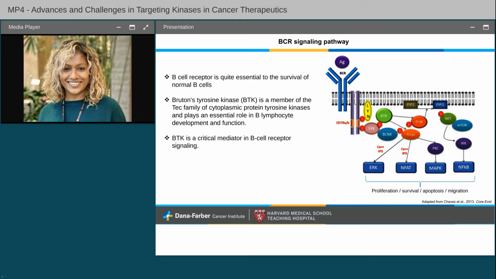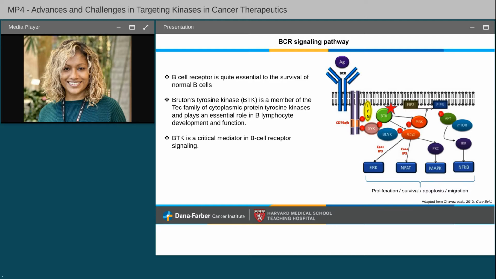The BCR signaling pathway. The B cell receptor, a component of the pathway, is important for the proliferation, maturation, and survival of normal B cells. So how does this pathway get activated? On antigen binding to BCR, CD79A and B, which are non-covalently associated with the receptor, get phosphorylated by Syk and Lyn, which leads to formation of a complex that involves BTK.